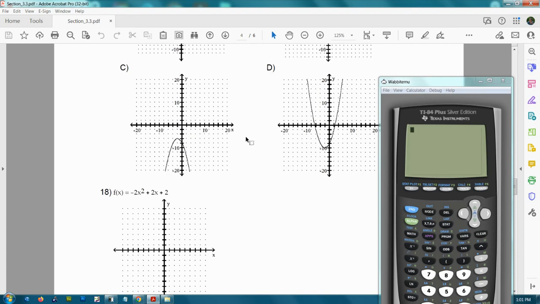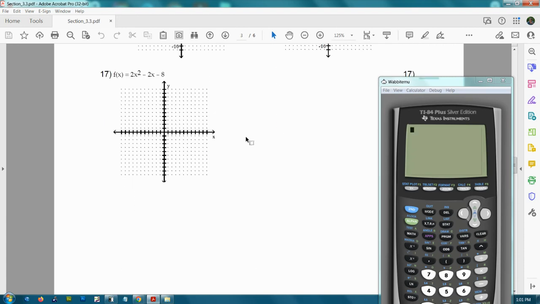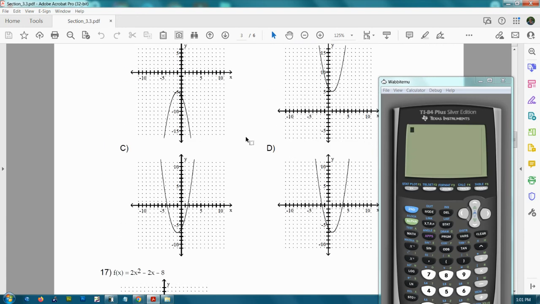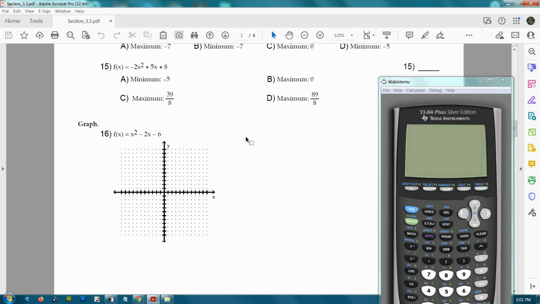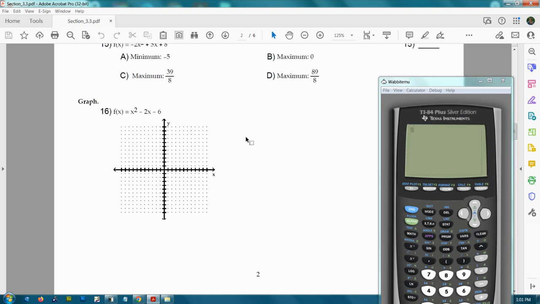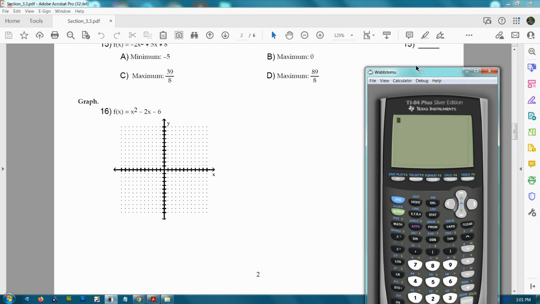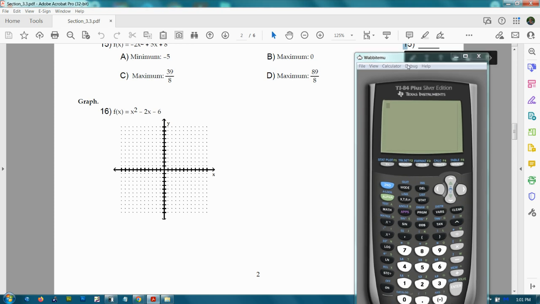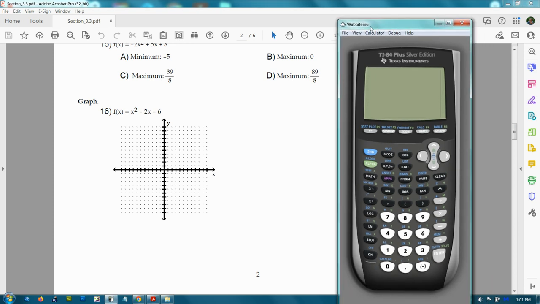All right, this is the continuation of section 3.3, starting out. If I can get it, number 16. He's asking us to just graph these. What he intended was for us to find the vertex of the function, then look at the graphs and find out which one had the right vertex. But it's just as easy for us just to graph it and use the technology.